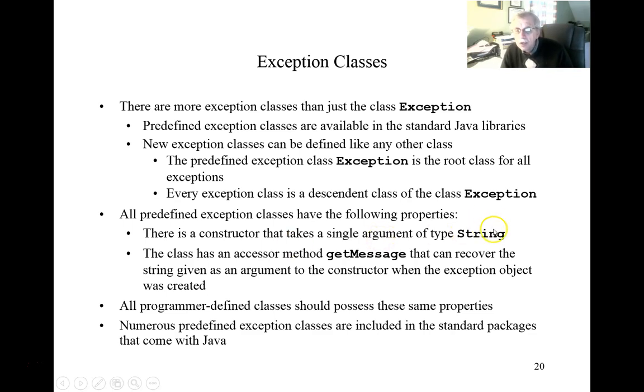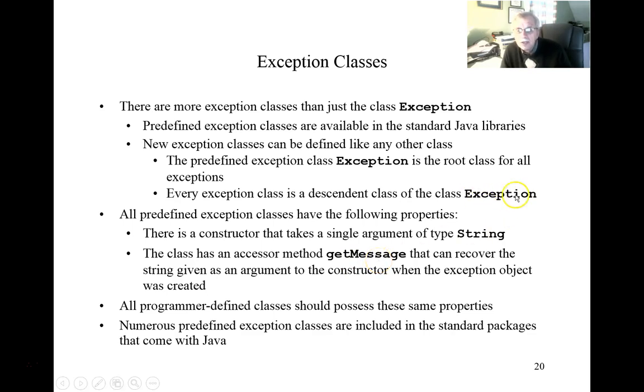That constructor takes a single argument of type string. This is where we can pass a message from the point at which the exception is thrown or detected back to the point at which the exception is handled or dealt with. And then we can examine that message to see what happened. How do we examine that message? Good question. Well, conveniently, we have this method called getMessage that's available to us.